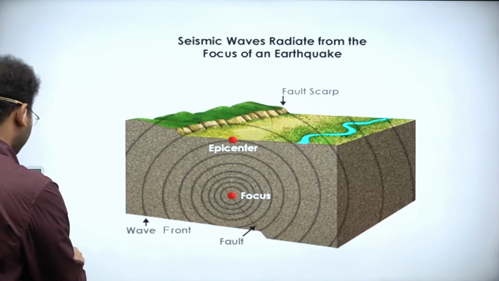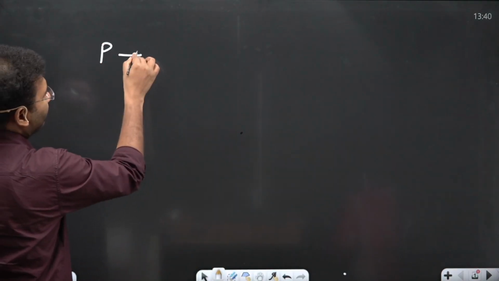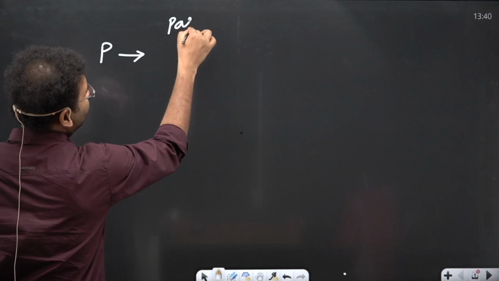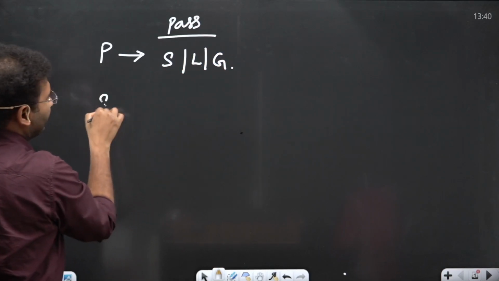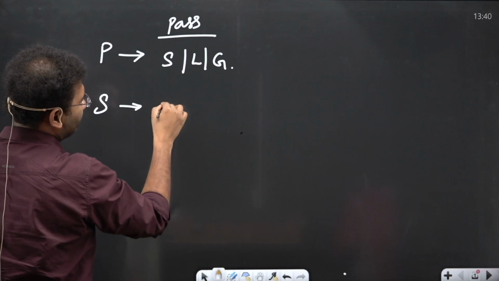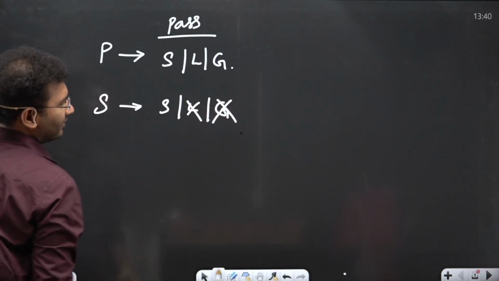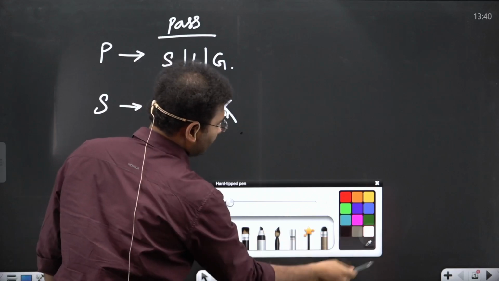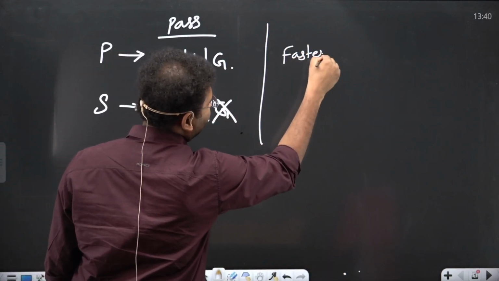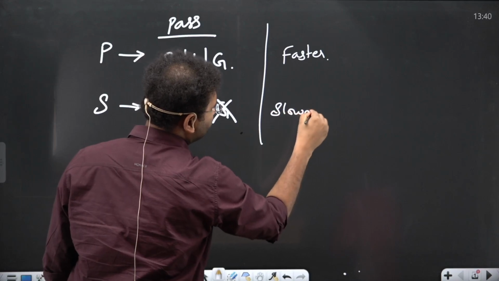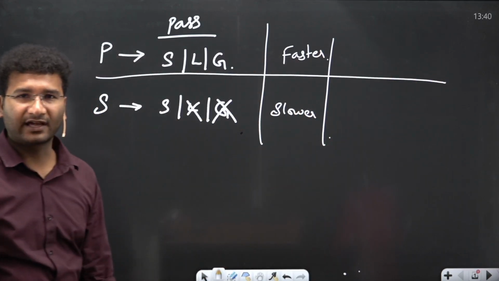Let me also write it here. You can also make a small box at the end. P wave can pass through solid, liquid or gas. S wave can only pass through solid. It cannot pass through liquid and gases. And P wave is faster, S wave is slower. These are some of the characteristics.